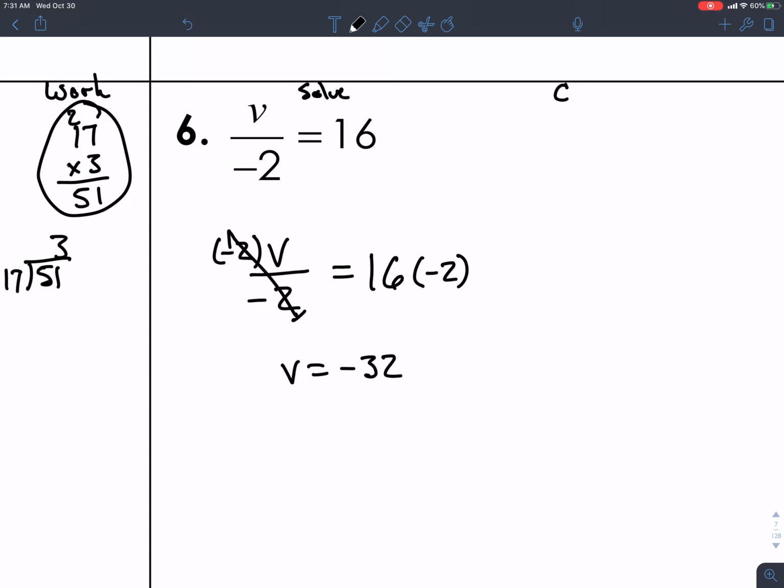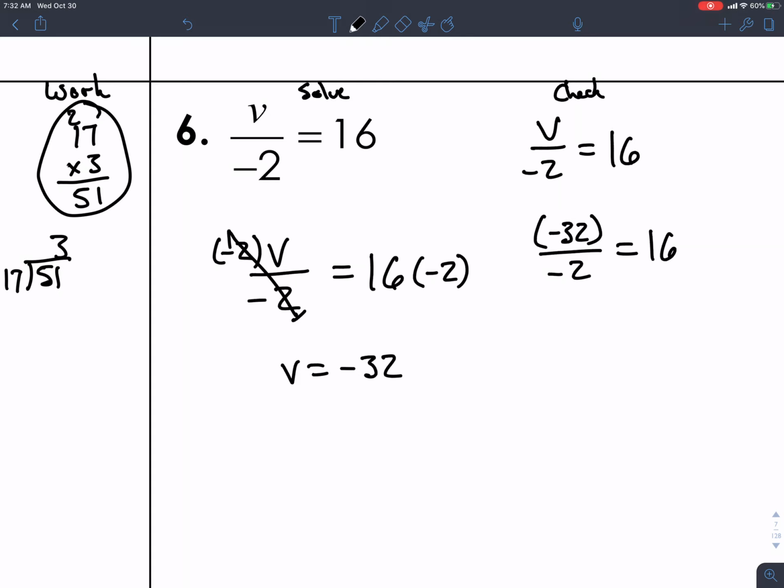Now I need to check it. So I rewrite my equation exactly the same way it was. Nothing changes except the things I'm actually doing to the equation. I found out down here v is negative 32, so I'm going to take out v and put in negative 32. Everything else stays the same. Nothing changes except the one thing I substituted, the negative 32 for v.